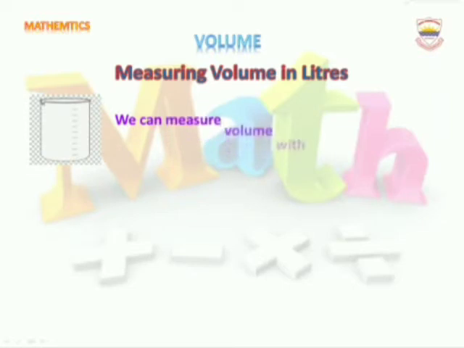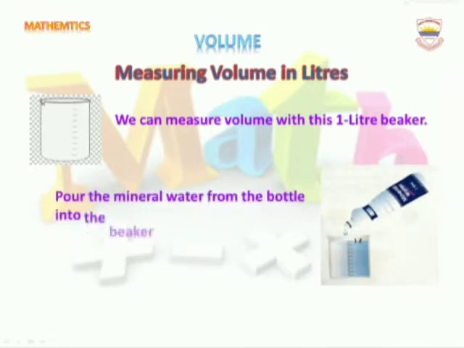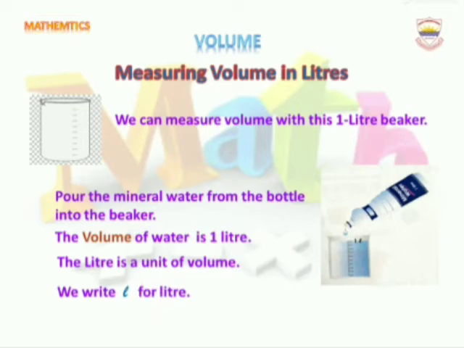This is a 1 liter beaker. We can measure volume with this 1 liter beaker. Now pour the mineral water from the bottle into the beaker. The bottle of mineral water fills the beaker completely. So we can say the volume of water is 1 liter. The liter is a unit of volume. We write L for liter.